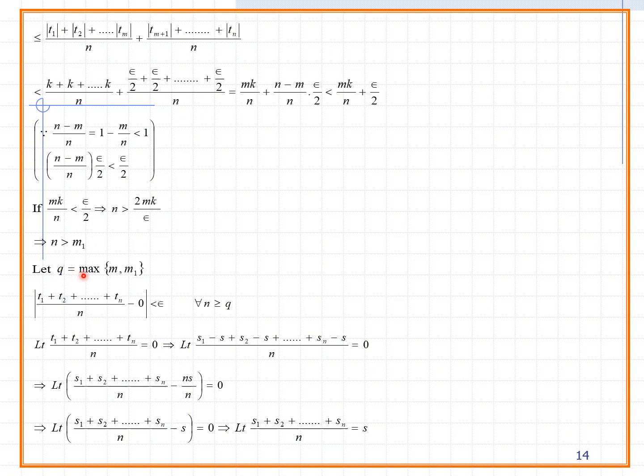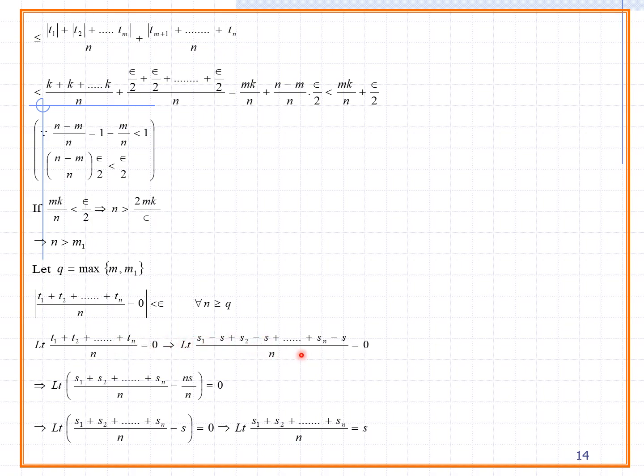Let q equal the maximum of m comma m1. Here, maximum of m means what? These values T1 to so on Tn are finite. So limit Sn minus 0 is less than epsilon like that. So this is equal to 0. So this total value limits to T1. T1 means what? Already you considered S1 minus S. T2 means S2 minus S. You can replace it by T1, T2 values.